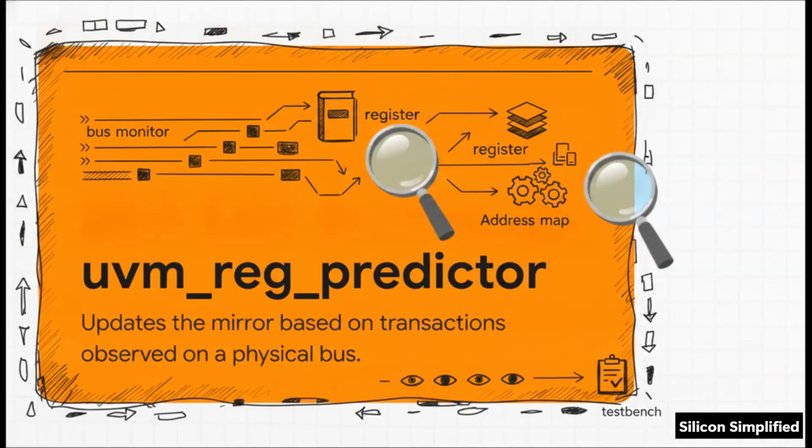Now, why do we even need this? Well, because your test bench absolutely has to track the internal state of the hardware. So the predictor sits there passively watching all the traffic on the bus, uses that bus-to-reg method to decode it, finds the register in the address map, and updates your test bench's local copy.